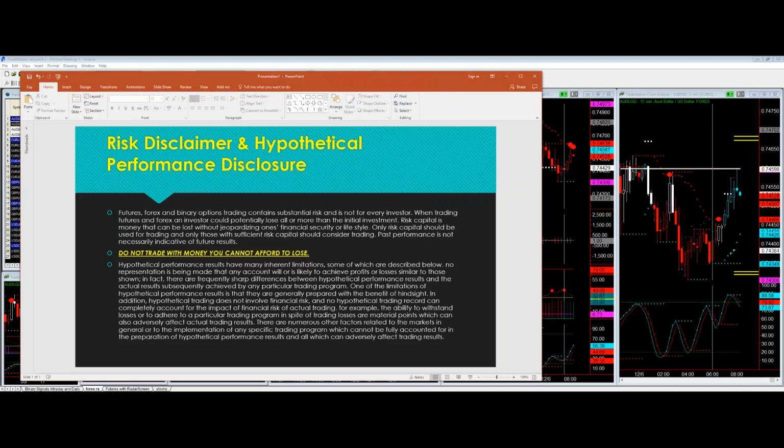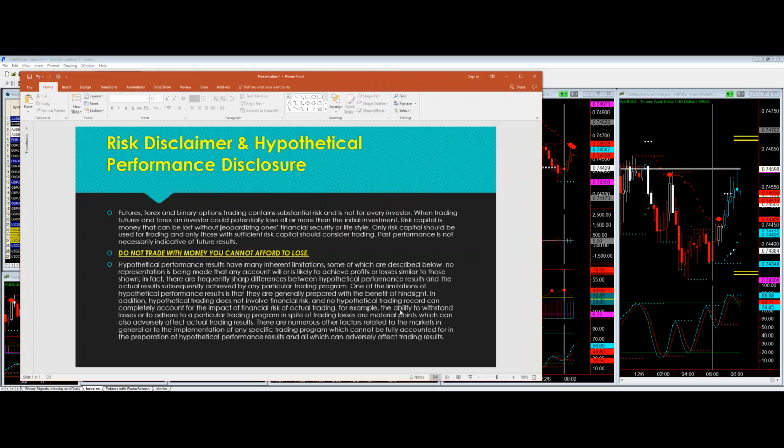Now, the one reminder I want to do is, well, actually two reminders. One is the risk disclaimer, which is required by the CFTC. And basically, if you're trading, there is risk involved. Do not trade with money you cannot afford to lose.